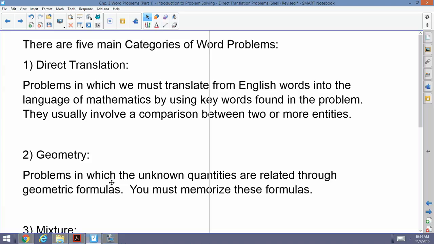Geometry problems. We're going to do some like that here. Problems in which unknown quantities are related through geometric formulas. You must memorize these formulas. We're going to have a whole day on this, so this will be taught for this test as well.